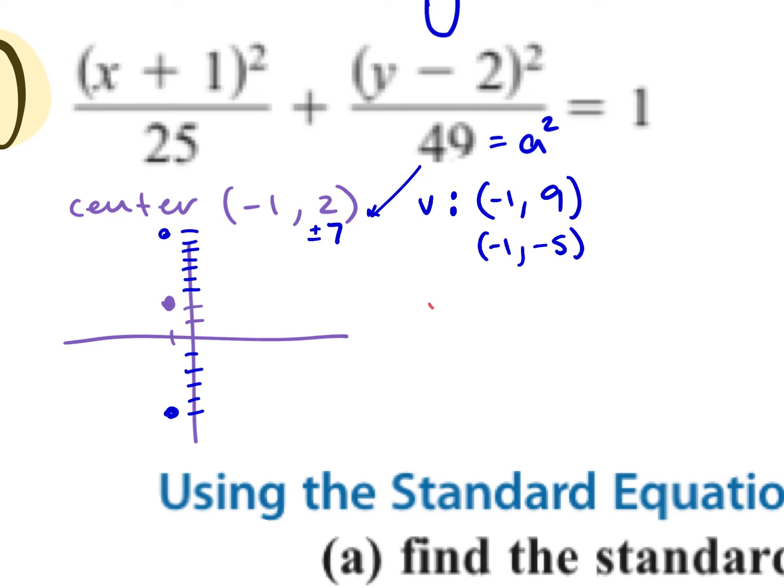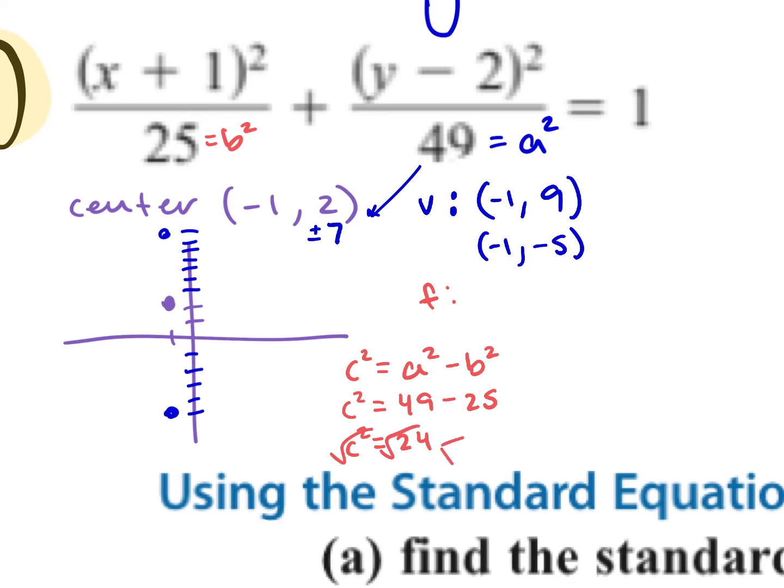And then it also asks for the foci. What do I need to find the foci? I need C. So how do I find C? C squared equals A squared minus B squared. Remember, for ellipses, it's minus. So we don't know what C squared is yet. A squared is 49. B squared is 25. So C squared is equal to what? 24. So we take the square root. This breaks down to 4 and 6, so it would be 2 square root 6.